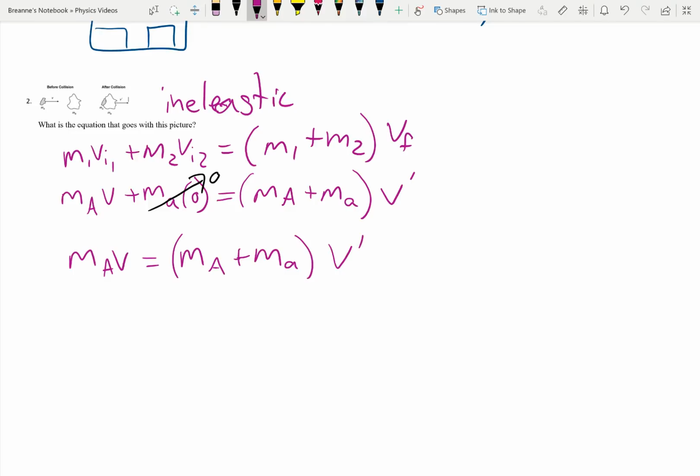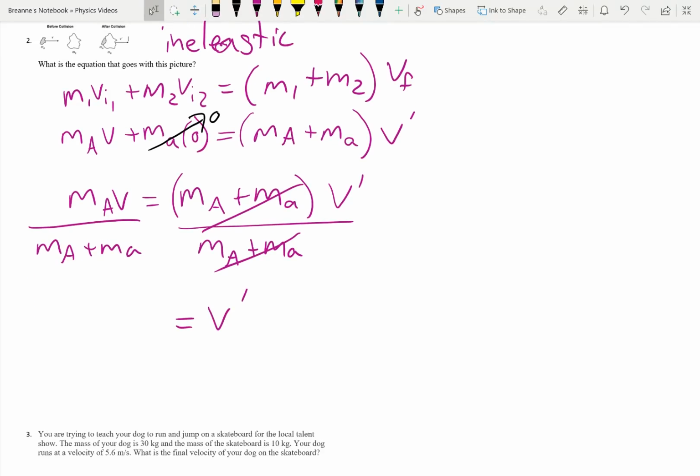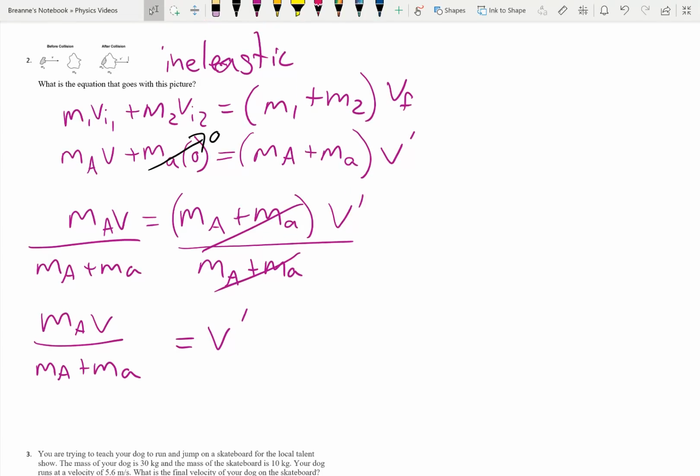And we're solving for V with a dash, our final velocity. Since that's being multiplied, the opposite of multiply is divide. So you get M capital A plus M lowercase a, and divide that by M capital A plus M lowercase a. Those cancel out, so your V with a dash equals M capital A V divided by M capital A plus M lowercase a. So you're just manipulating the formula without using numbers. You would do it just the same way like you would do with numbers. So that's kind of what to expect for number 2.